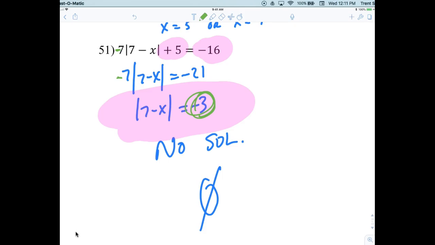So just because it said equal to a negative, you have to look to make sure it's not a trick question. And also, when there's a 7 outside of the absolute value, that means you have to divide it out. That's right, because you have to isolate.